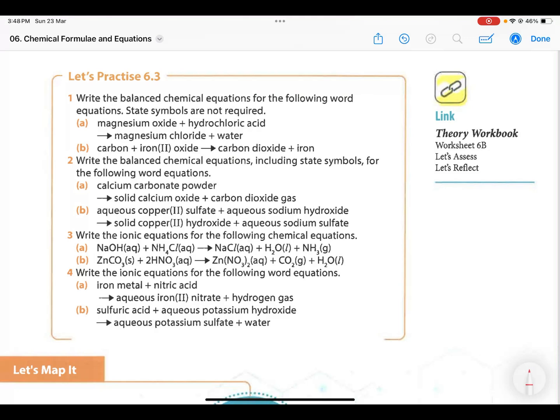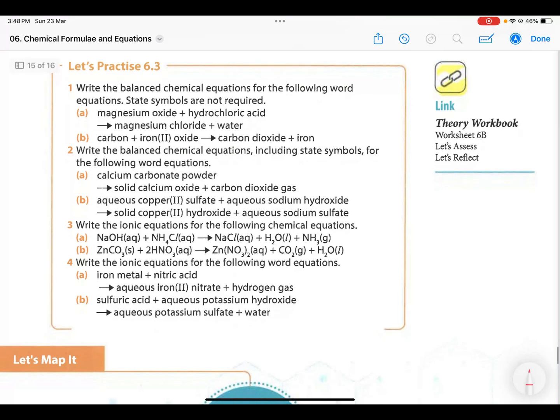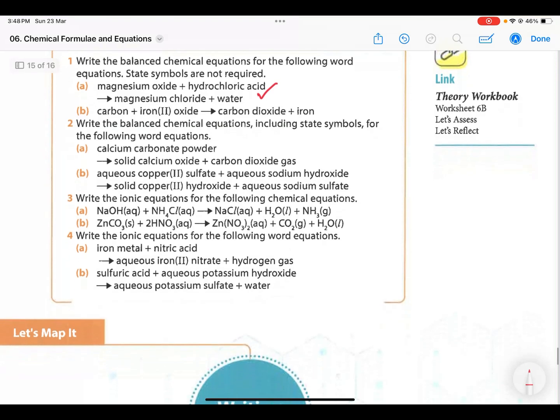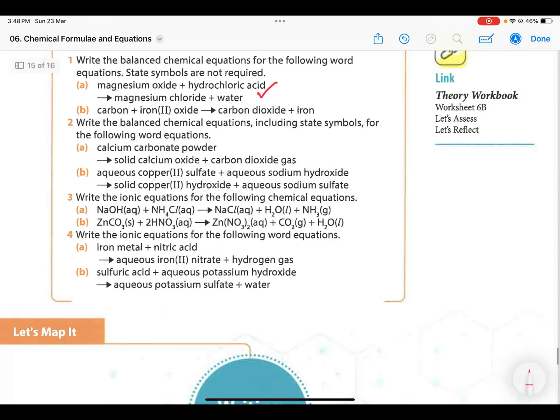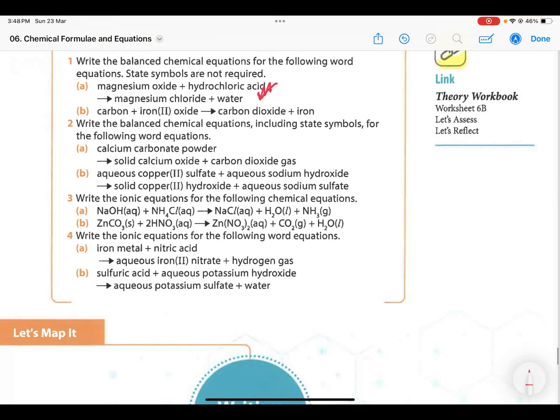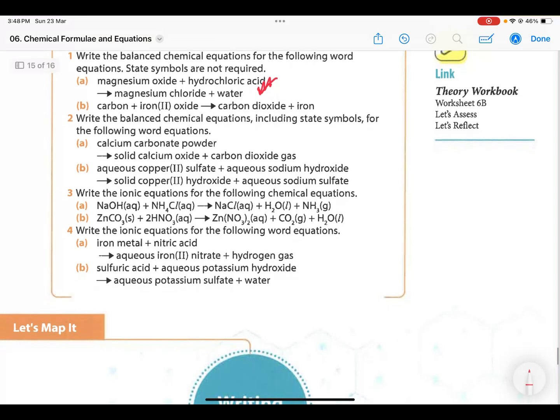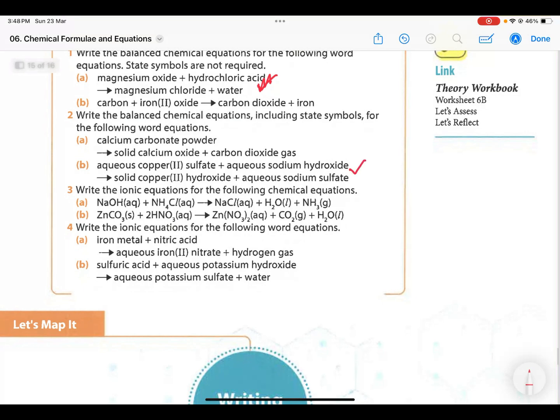So let's be a bit gung-ho. So let's look at maybe this one over here. Magnesium oxide plus hydrochloric acid gives me magnesium chloride and water. Actually, I don't want to do this one. Sorry, this one not so good. Let's use this one. Okay, let's do this one. Let's challenge ourselves. Let's find the balanced chemical equation.